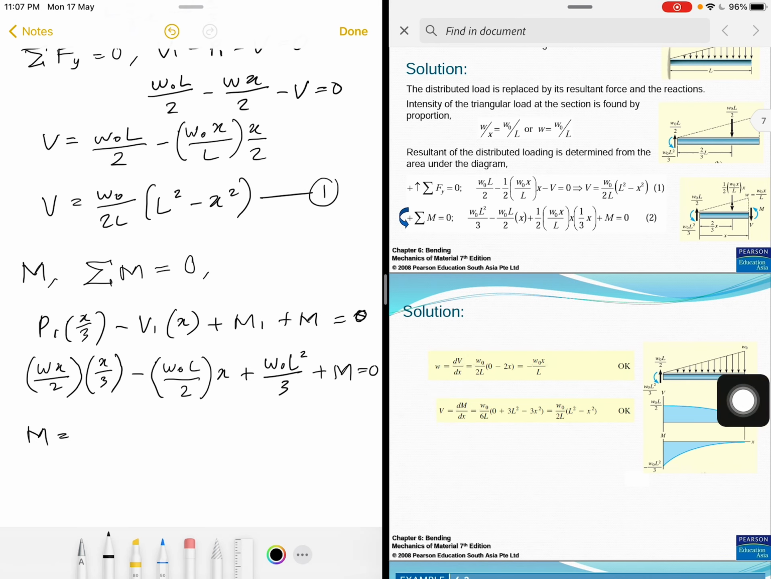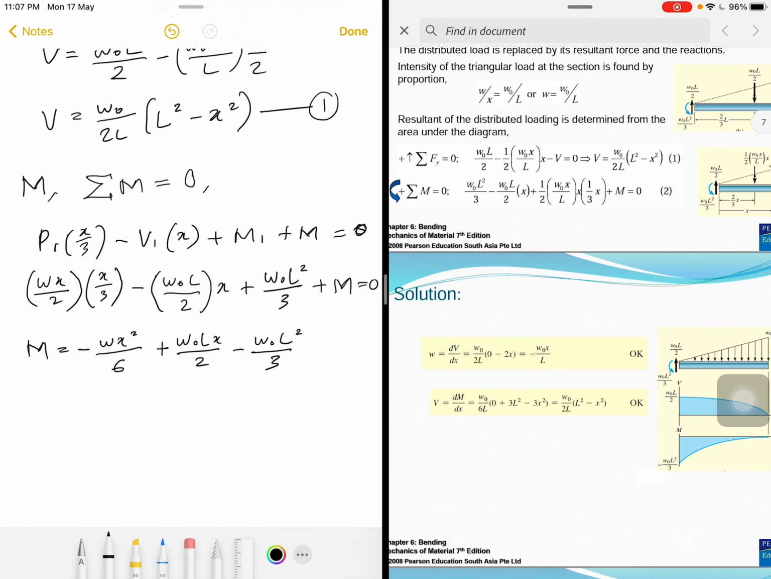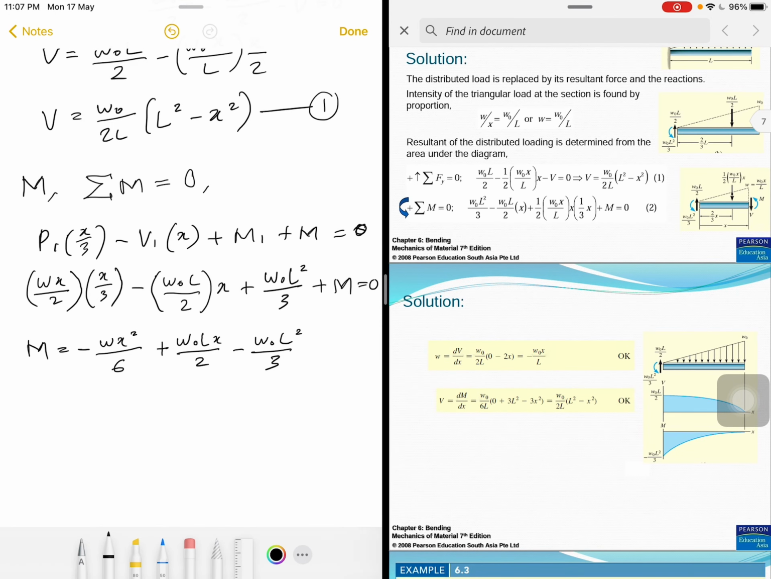I can simplify this, we put the other components to the other side, so this one will be negative, Wx square over 6 and then plus W naught Lx over 2 minus W naught L square over 3. Okay, we can simplify this. Actually the answer is not given right here, but we can reconfirm that. You can try to plot this, and then you will get the curve should be correct. Okay, and maybe we can simplify it further.